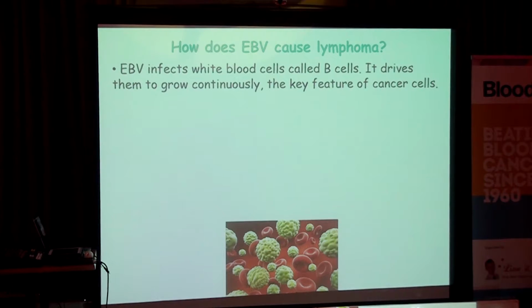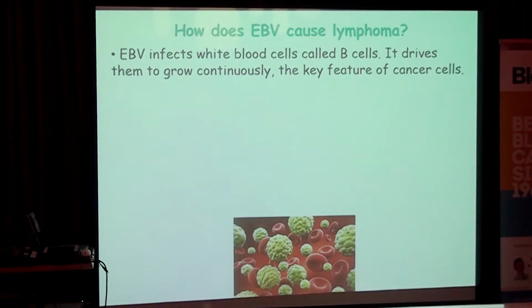So how does this virus cause lymphoma? Well, what the virus does is it infects a certain type of blood cell, the white blood cells, circulating around in your blood, called B cells. And the reason it's so deadly is because it has the capacity to drive these cells to grow continuously.